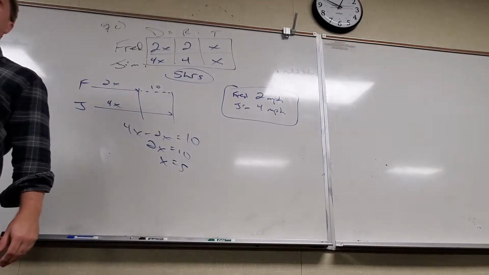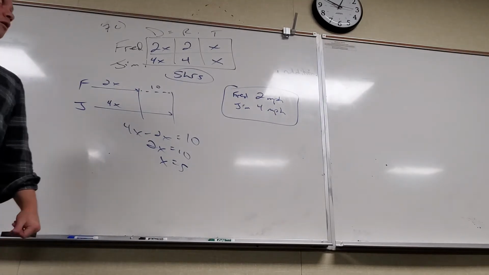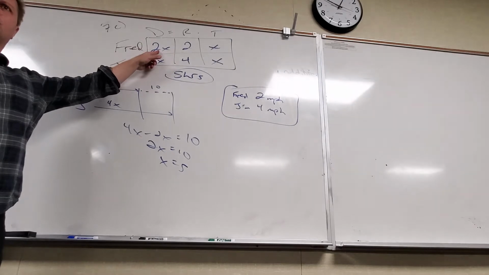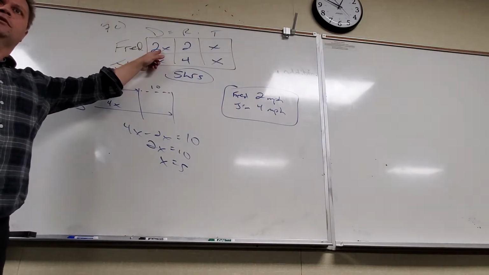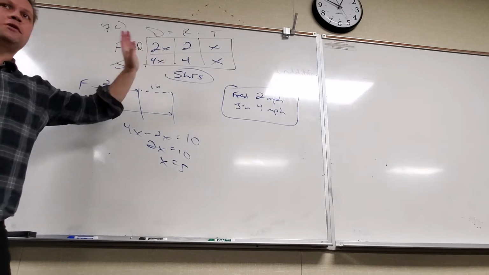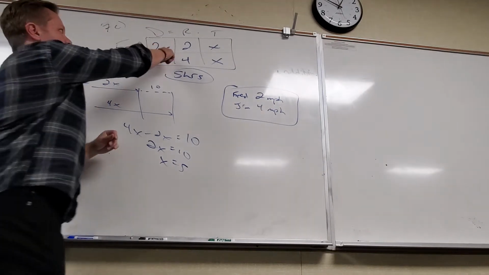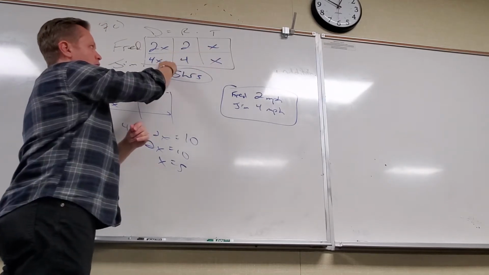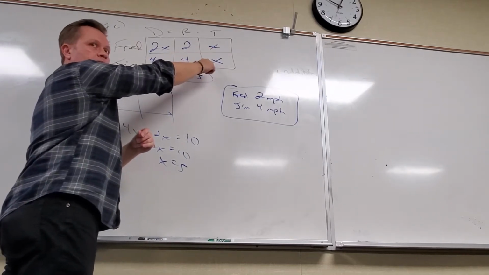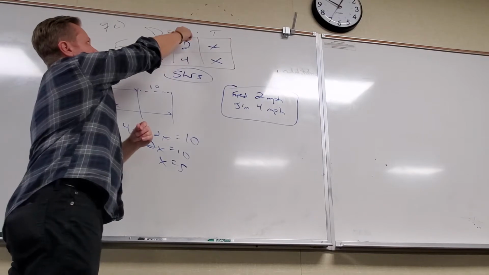Yes? I don't understand the 4x. Do you understand the 2x? 4. But do you understand the 2x? The 2x, yeah, 4. You okay with the 2x? Yes. Okay, so you have to understand the 4x. Where'd the 2x come from? Rate times time. So where'd the 4x come from? Rate times time. Distance is rate times time.